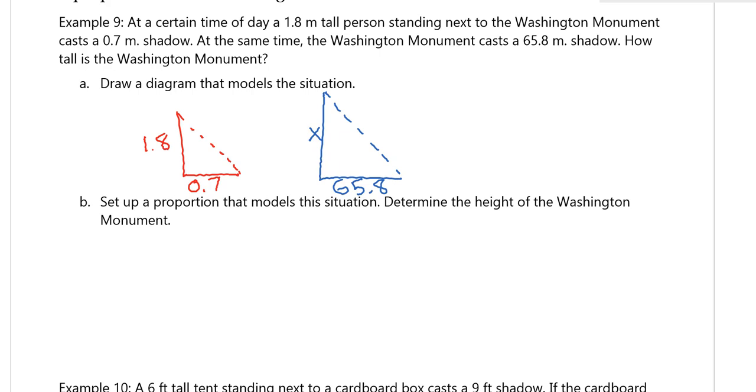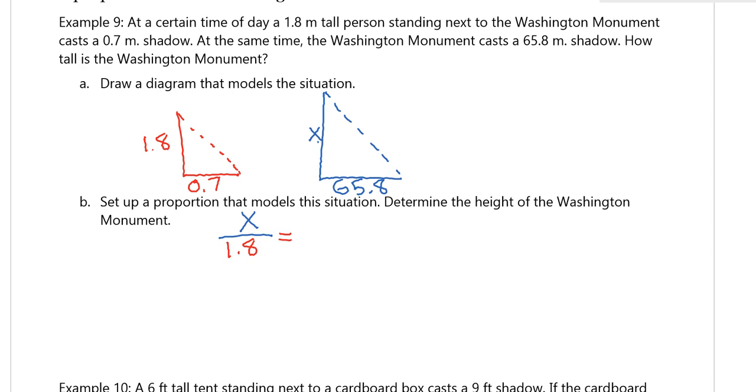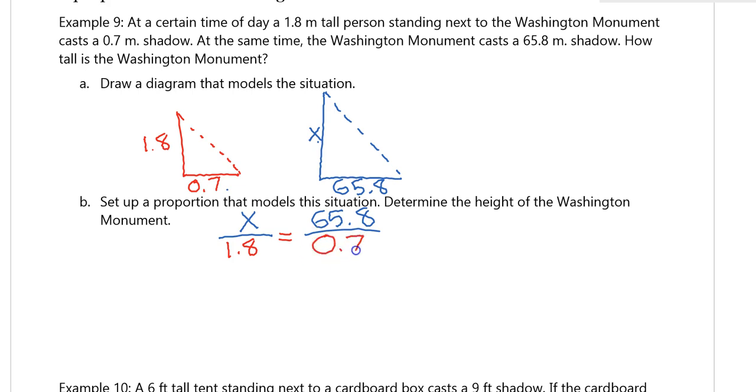I'm still going to start with my variable. X over 1.8. Right, they're both the height. Then I have to go back to my first triangle, 65.8 over 0.7. They're both the shadow. Okay. So height over height, shadow equals shadow over shadow. Once I have that set up, cross multiply.